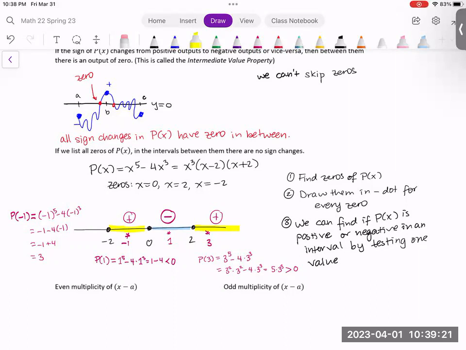All right, take a moment, try out this last interval, and evaluate at your favorite point.